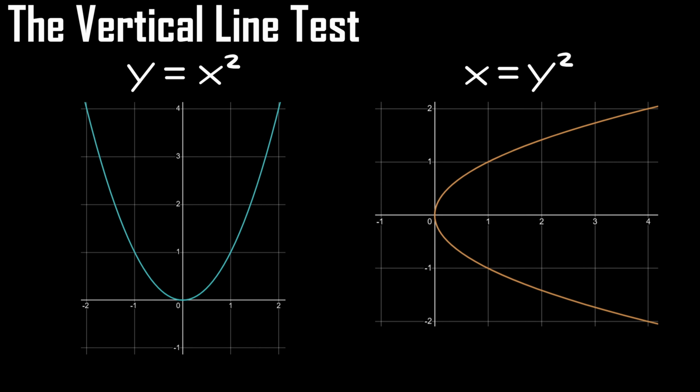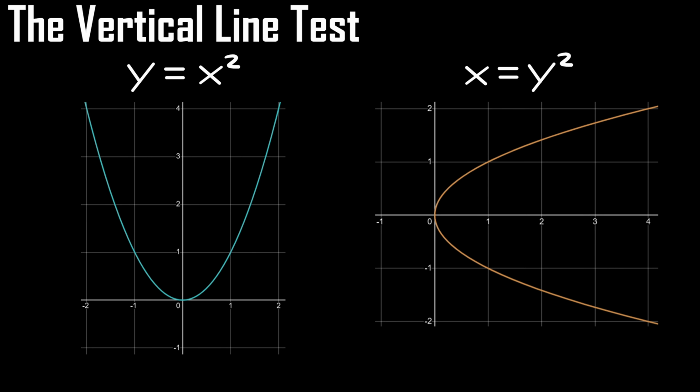Not every graph you see is a function. We can easily tell though by using the vertical line test. If any vertical line touches the graph more than once, it fails. That means there's an x value with more than one output, and that breaks the definition of a function.